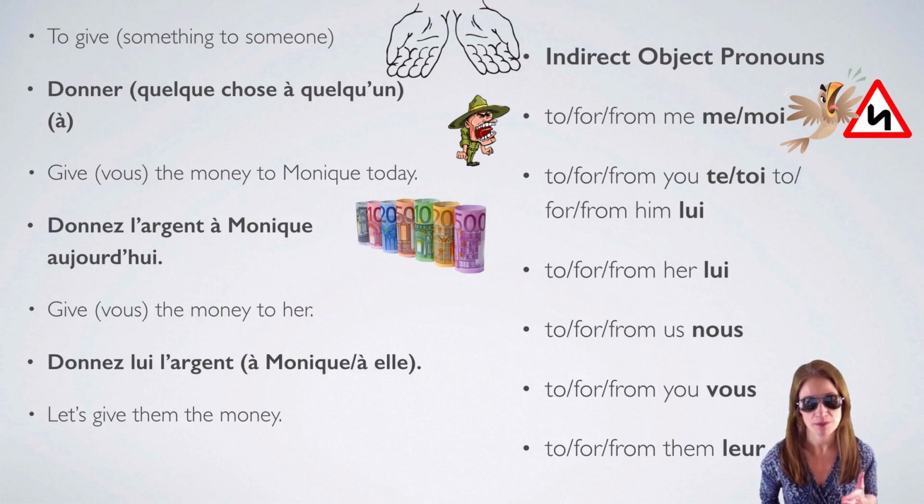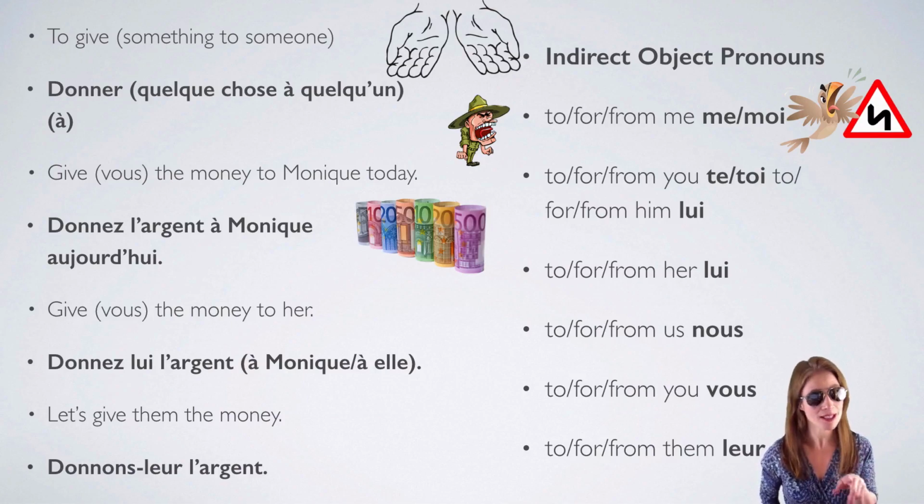Let's give them the money. Donnons-leur l'argent. So notice in English here, we haven't said to them because of where we've placed the word them. This is an English thing. So you have to think in your mind, is it them or does it imply to them? Because if it's to them, you need the indirect object pronoun, leur, rather than les. We could have said in English, let's give the money to them. But we can move them, can't we? The word them. If it implies to them, it's leur.